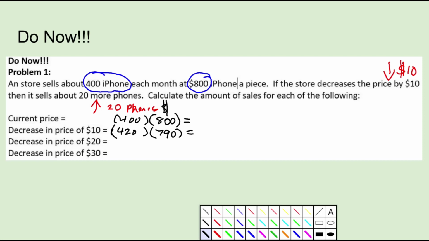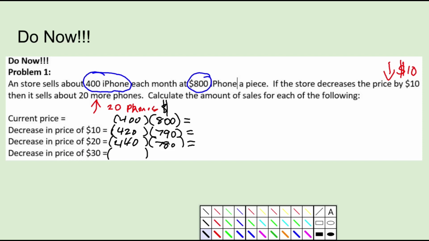All right, and then that's going to give you some number. And then you'll just do it again. So the next time, what happens the next time? They're going to decrease the price, so now it's going to be $780 a phone, but then they're going to sell 20 more phones. So then that's going to be 440. All right, and then we'll continue on. We can continue this forever.